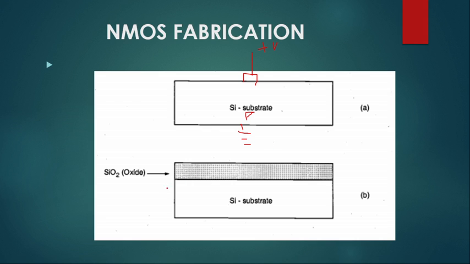In the second step, a thick oxide SiO2 layer is deposited all over the substrate. Why is it called a thick oxide SiO2 layer? Because the thickness is from 5 to 10 micrometer, and this thick oxide is also known as the field oxide layer. The field oxide layer is also known as the thick oxide layer, and the thickness is 5 to 10 micrometer.